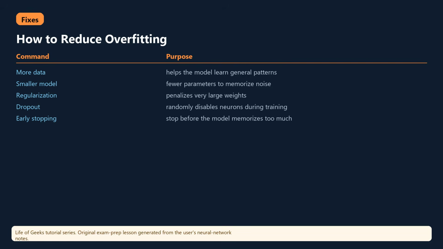Dropout randomly disables some neurons during training, which forces the network not to depend too heavily on one pathway. Early stopping means monitoring validation performance and stopping training before the model starts memorizing too much. You do not need to claim that one method always solves everything. A good exam answer says these methods help improve generalization. Dropout and regularization are especially associated with neural network training.